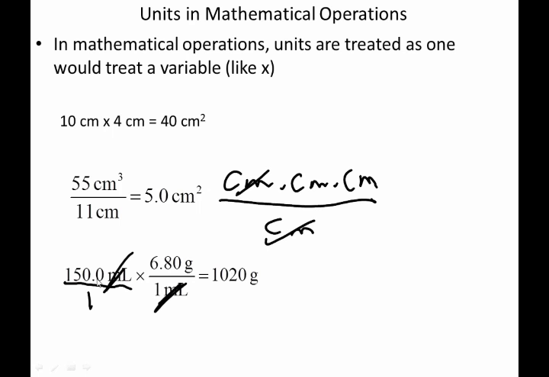How many significant figures should I have? I should have 3, because this has 4, this has 3. I'll explain why the 1 doesn't count later. But I ended up with 3. This is a trailing zero with no decimal point afterwards, so it's 3 significant figures. That zero doesn't count.